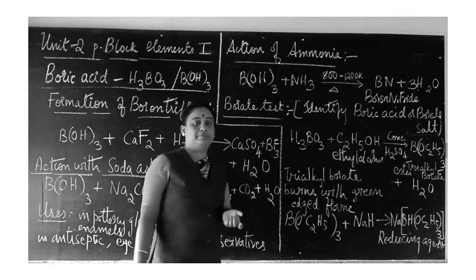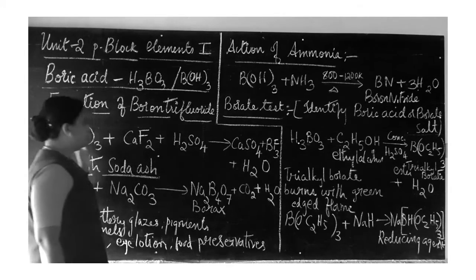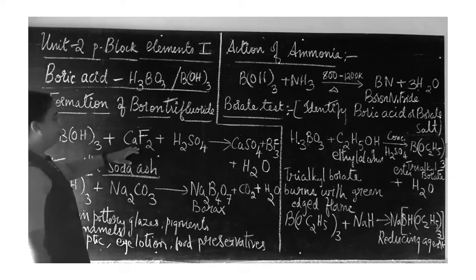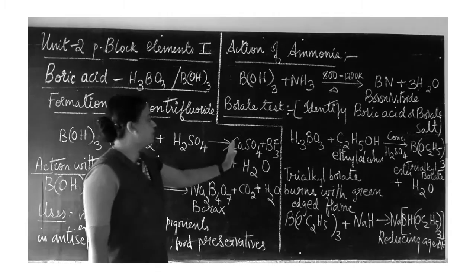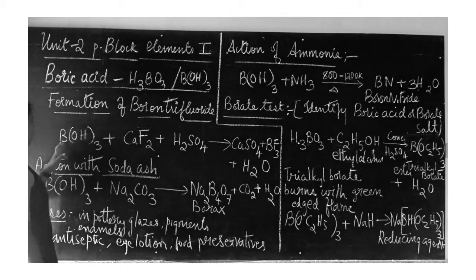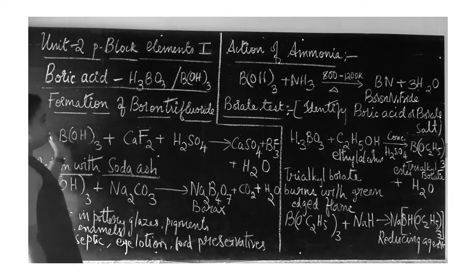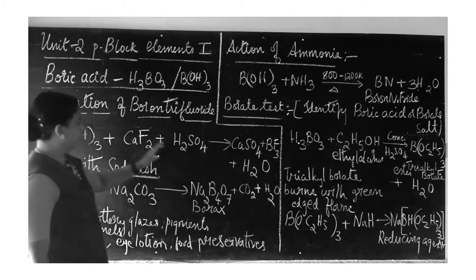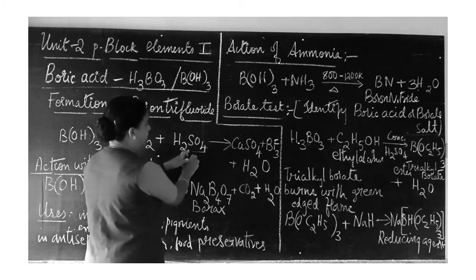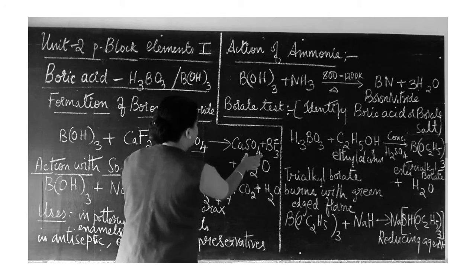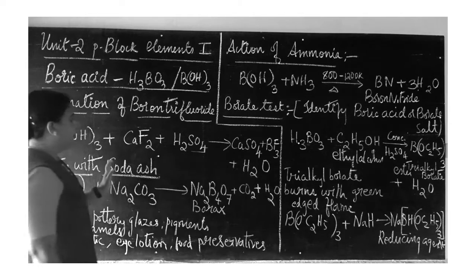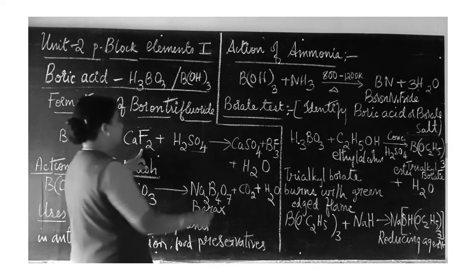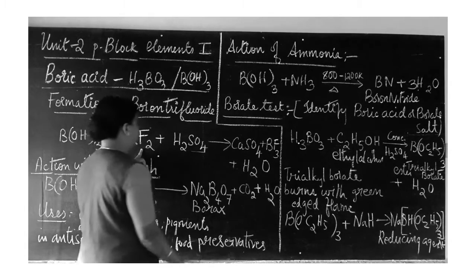sulfate and water. Now let us balance this reaction. Here calcium, you see calcium only one on the left hand side, right hand side only one, so that is balanced. Now boron one on the left hand side and one on the right hand side, that is also balanced. Now sulfate one on the left hand side and right hand side also one, that is also balanced. Now fluoride, it is 2 on the left hand side, whereas here it is 3 on the right hand side.